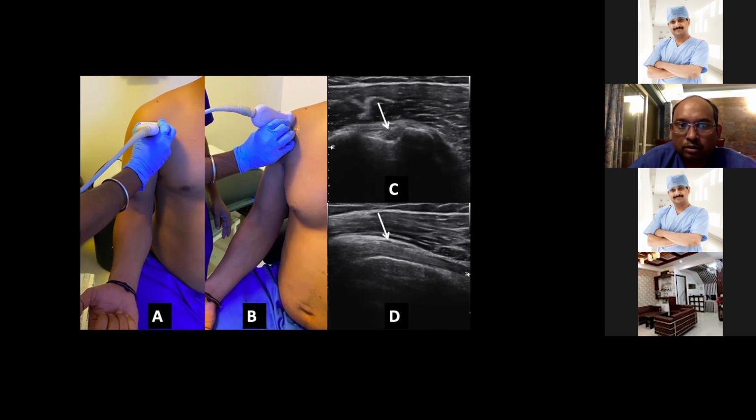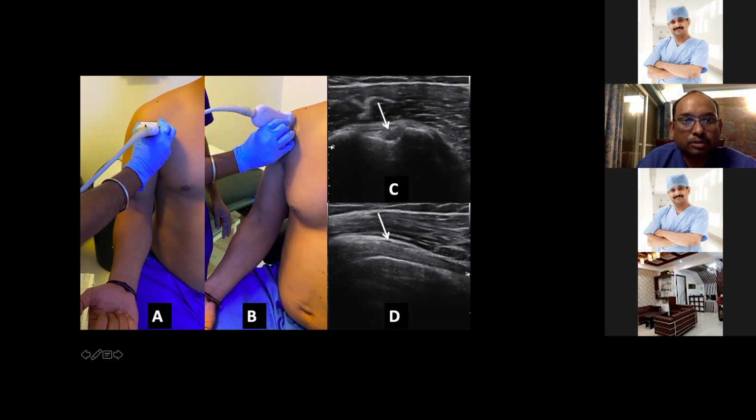We cannot visualize all the structures in a single position, so there are specific positions to see specific structures. I will be showing you the positions: the left side of the image shows the positioning of the probe and the patient, whereas the right side images show what structures we can see in this position. So this is a neutral, 90-degree flexed position of the elbow, where we can see the long head of the biceps tendon.